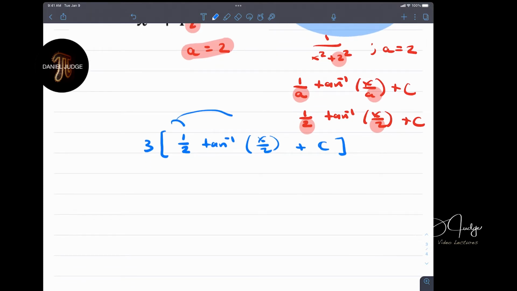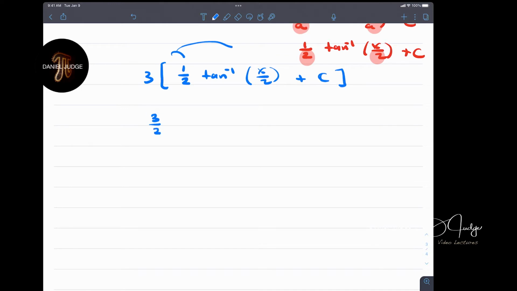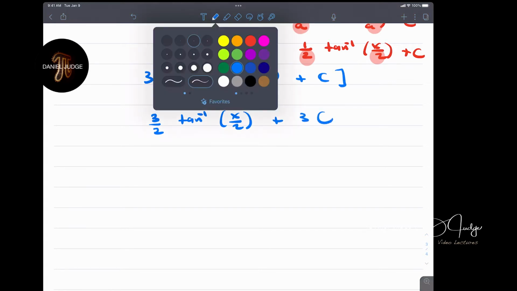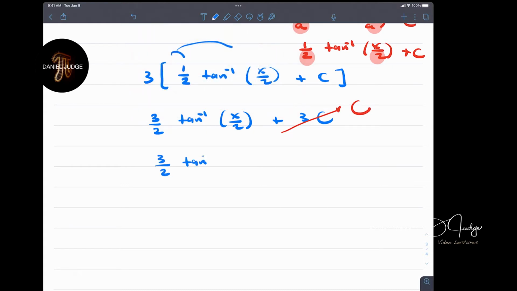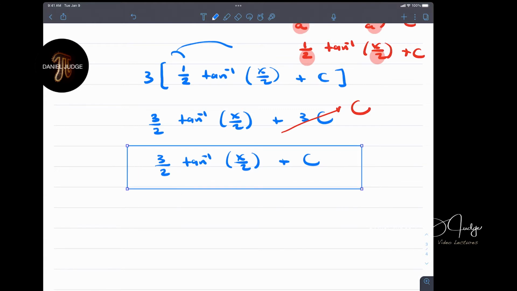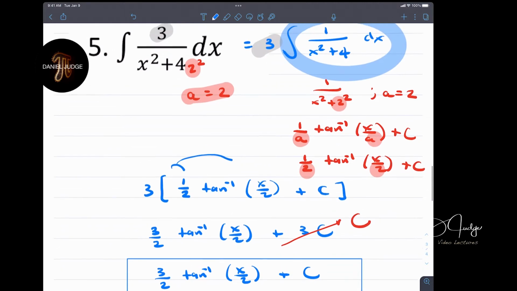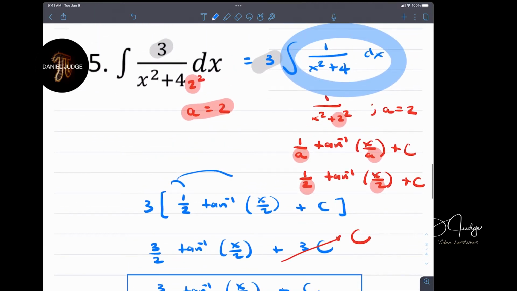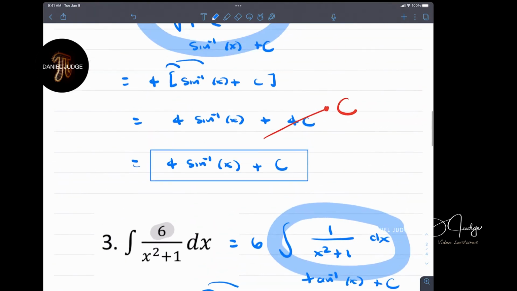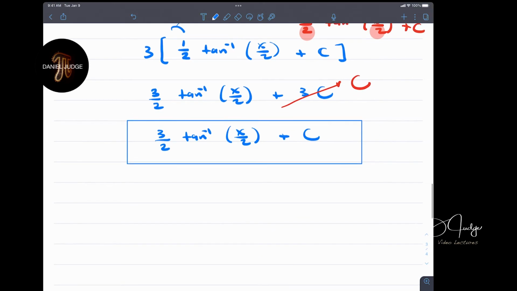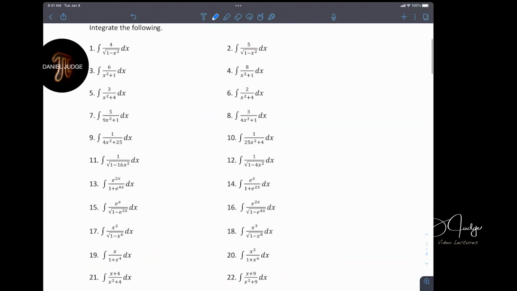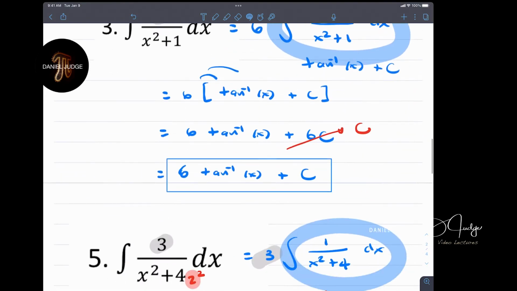So we want to distribute this. So we have 3/2 inverse tangent x over 2 plus 3c. Here's your constant. And there you go. This is the integral. And that's number 5. Okay, number 7 now. Number 7 is going to be interesting.